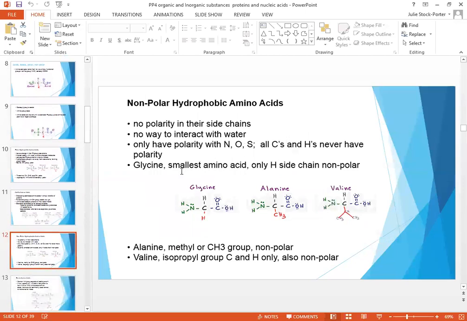A nonpolar hydrophobic amino acid, what's going to happen when this thing gets put in water? It's going to go as far away from the water as it can. It's hydrophobic. It doesn't like water. It's going to fold against the water. It's going to fold to the inside.